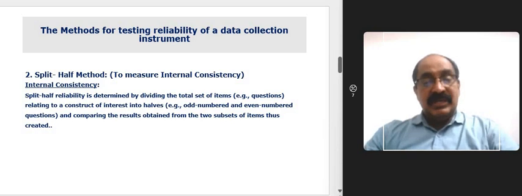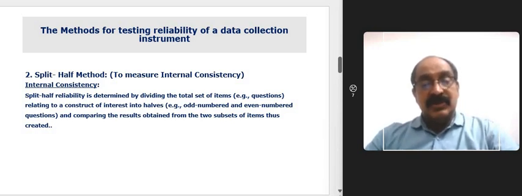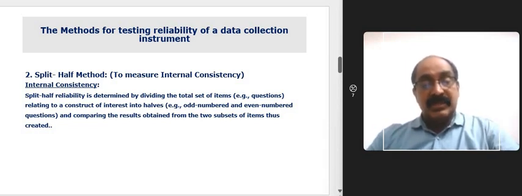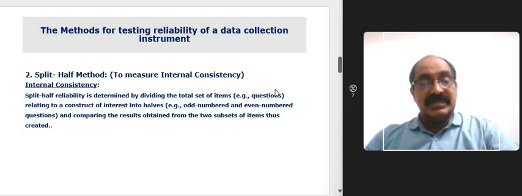Here the researcher administers the test to a group of people, for example 10 or 15, and collects the data from these subjects. Then he divides the whole questionnaire into two halves. Most of the time we divide the questionnaire into the odd-numbered items and the even-numbered items, and we try to find the correlation between these two. If the correlation is high, then we can say that the test has internal consistency. The meaning here is that all the items in the questionnaire are trying to measure the same thing, so the results will be highly consistent. That is what we call internal consistency.